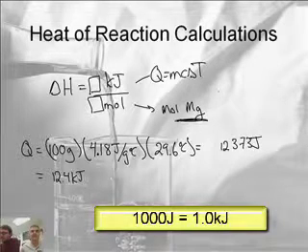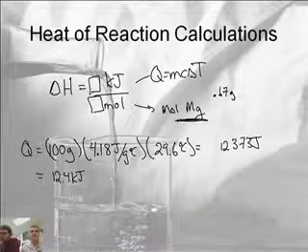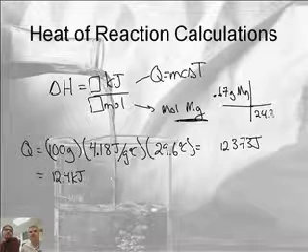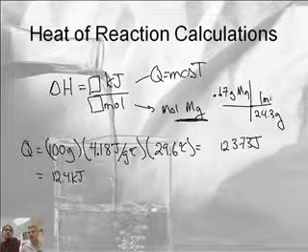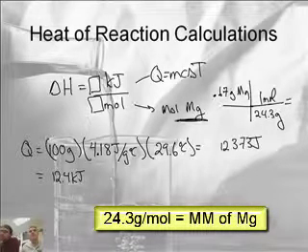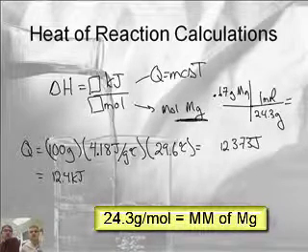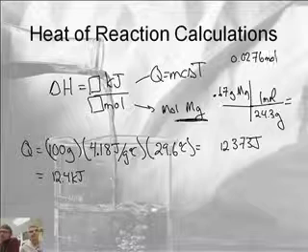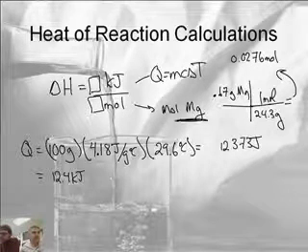Now let me find the moles of the magnesium. Now I had how many grams? 0.67 grams of magnesium. I know there's 24.3 grams in 1 mole. I got that from the periodic table. So I looked on my periodic table, found that, and I get what? 0.0276 moles. That goes right there.